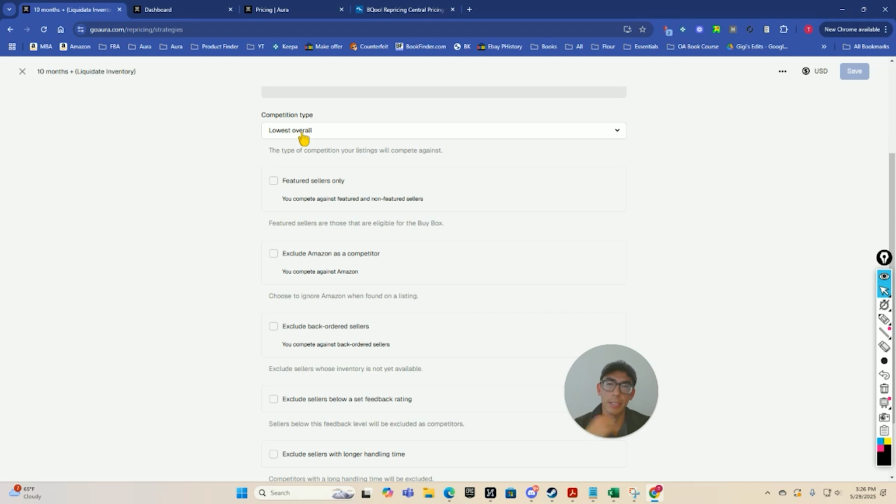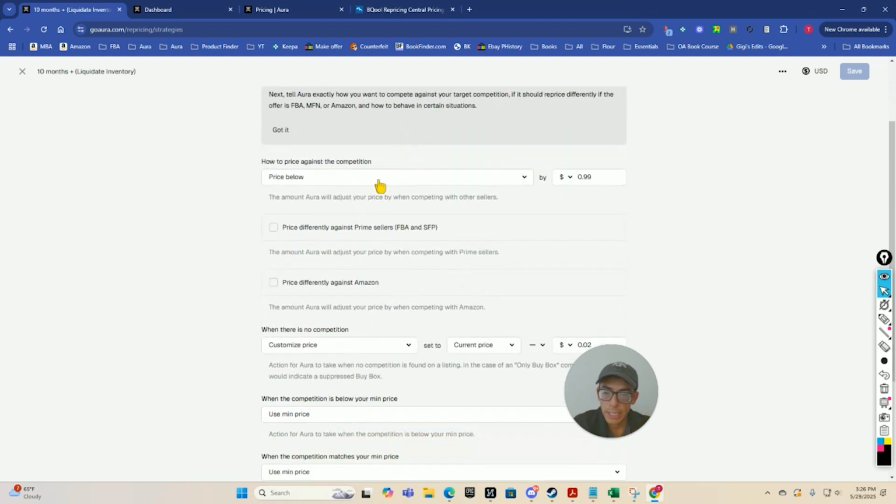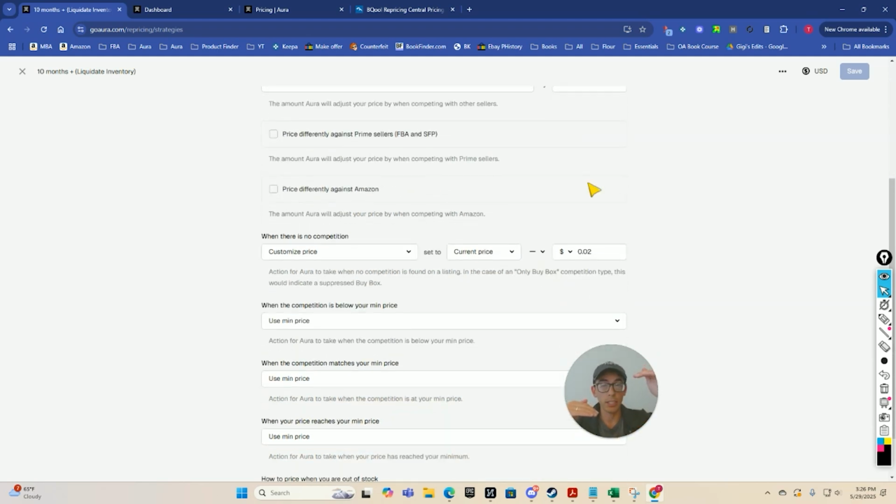Now the competition type is the lowest price overall. So it doesn't even matter if it's an FBA seller, merchant, whatever the lowest price is, we're going to compete against that, again within the min and max price. So I have all used items here, and we're going to go to the pursuit. Here we're pricing $1 under. So we're going to undercut by 99 cents. Again, only undercutting until we get to the minimum price, and then we'll just stay at the minimum price.